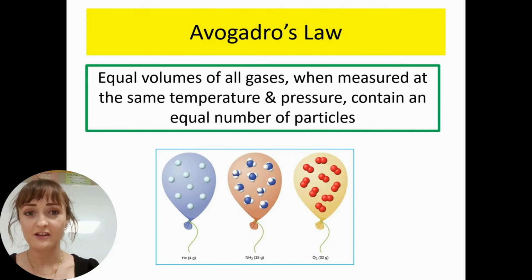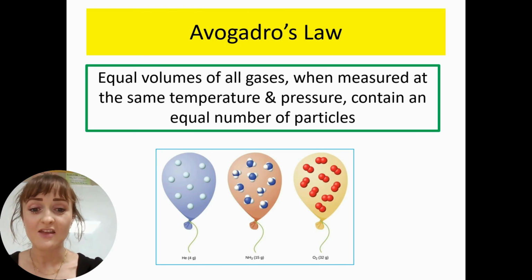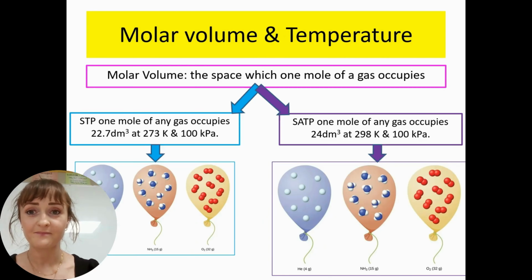This law states that it doesn't matter what the gas is, if you have the same volume, it will contain an equal number of particles, provided it's at the same temperature and pressure. So, as you can see in the image, I have 3 different gases present, and each of them will have a different mass, because each gas has a different molar mass, but because they have the same volume, all of them contain an equal number of particles.